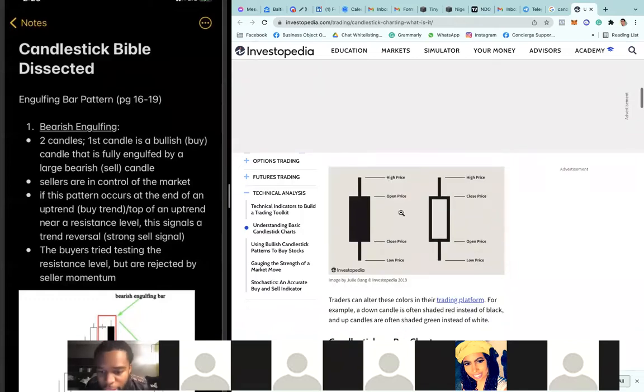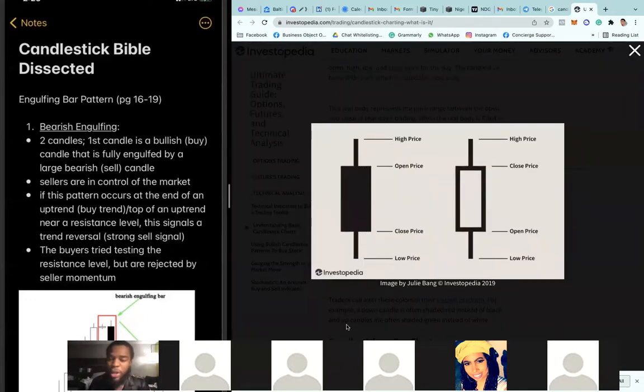All right, hopefully everybody can see this. If you need to take a quick screenshot, you can. You see for bullish, we have the opening and our close. Well, I'm sorry, this is the bearish. This is bullish.